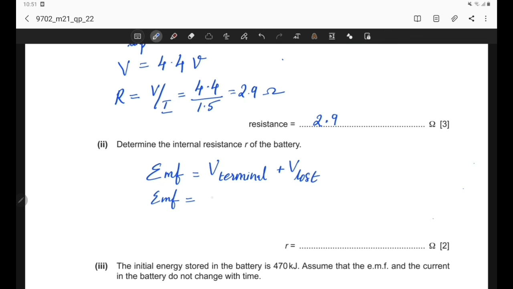So here we will get EMF is V terminal, which we have just found from the figure, plus lost voltage. The lost voltage is the current through the cell times internal resistance. So the EMF is 12, which is given in the question, and terminal voltage is 4.4 plus the current flowing through the cell, 3.6, times R. So we can calculate R by rearranging the equation, and R is 2.111. So into SF it is 2.1 ohm.